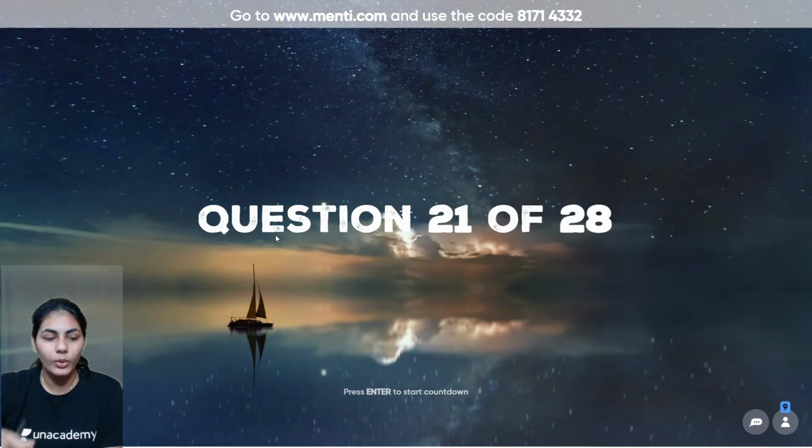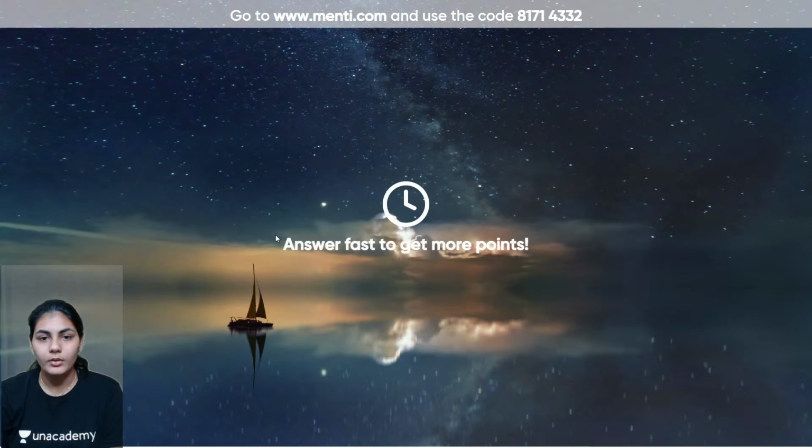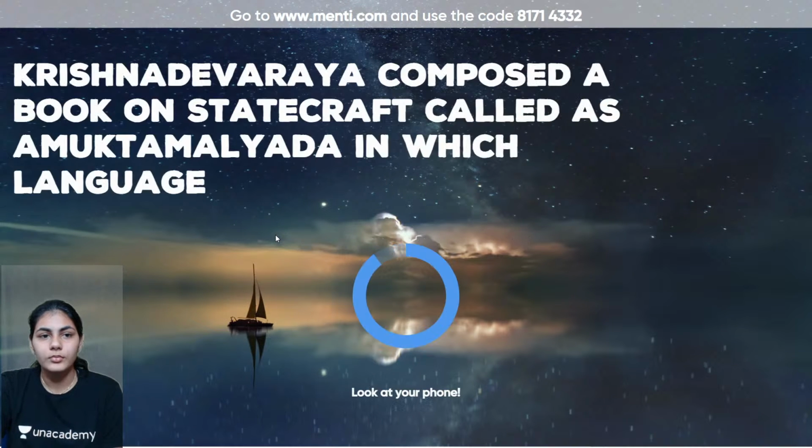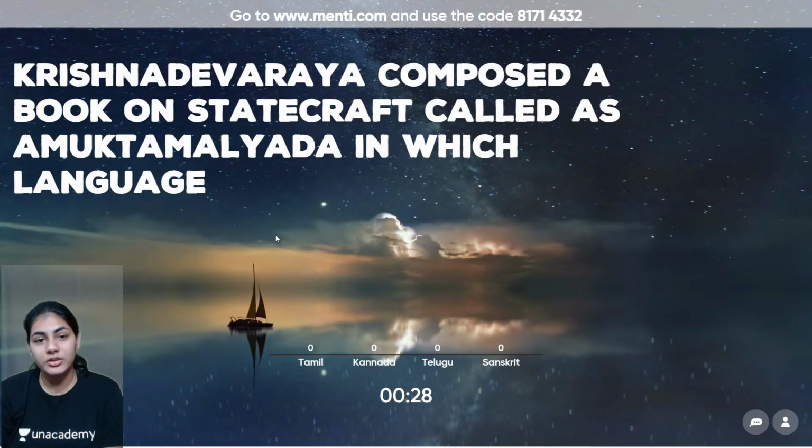Question number 21. Krishnadevaraya composed a book on statecraft called Amukta. In which language? The name of the book is given, but which language was it composed in? Is it Tamil, Kannada, Telugu, or Sanskrit? Which language was the book Amukta composed in by Krishnadevaraya?